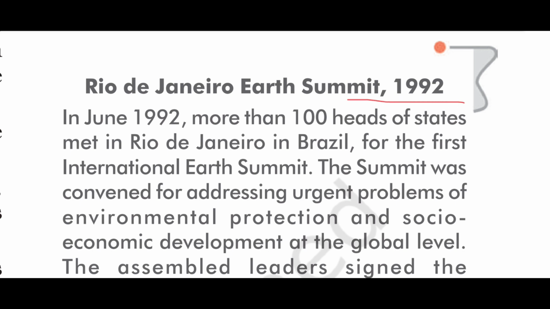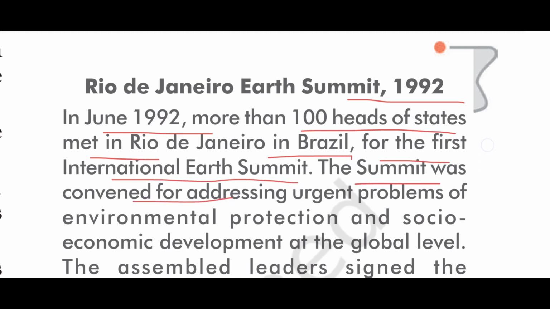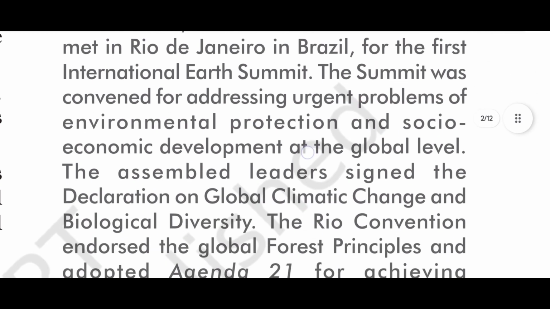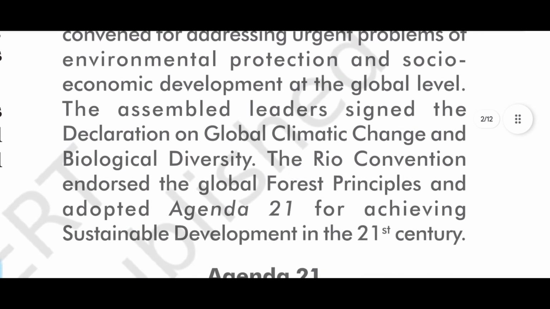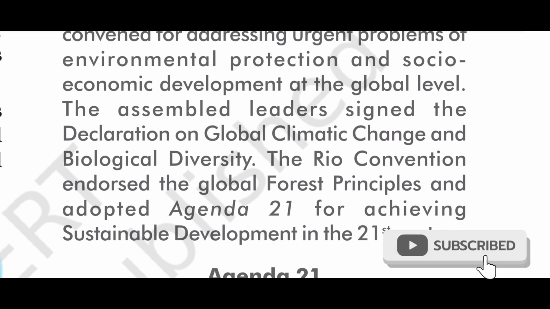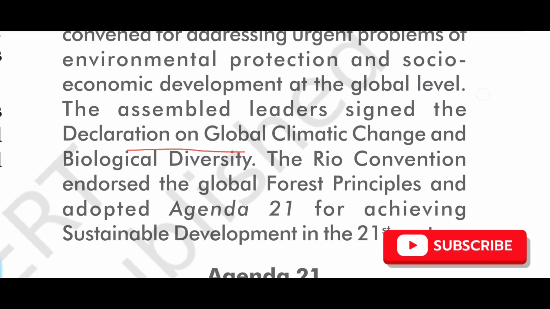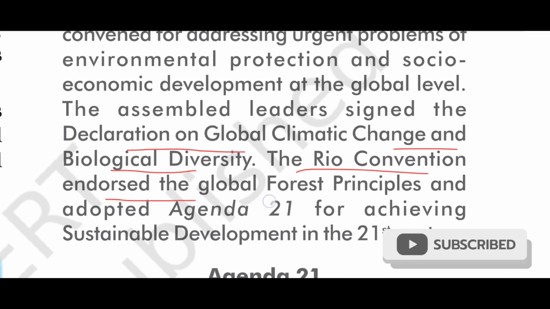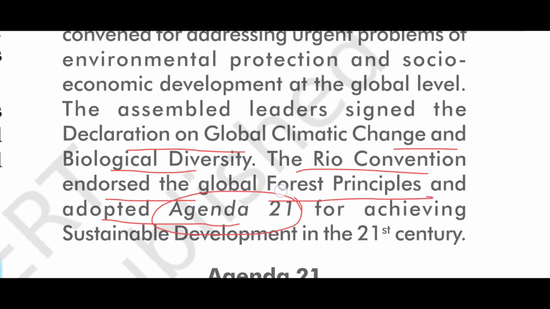Rio de Janeiro Earth Summit 1992. In June 1992, more than 100 heads of states met in Rio de Janeiro in Brazil for the first International Earth Summit. The summit was convened for addressing urgent problems of environmental protection and socio-economic development at the global level. The assembled leaders signed the Declaration on Global Climatic Change and Biological Diversity. The Rio Convention endorsed the Global Forest Principles and adopted Agenda 21 for achieving sustainable development in the 21st century.